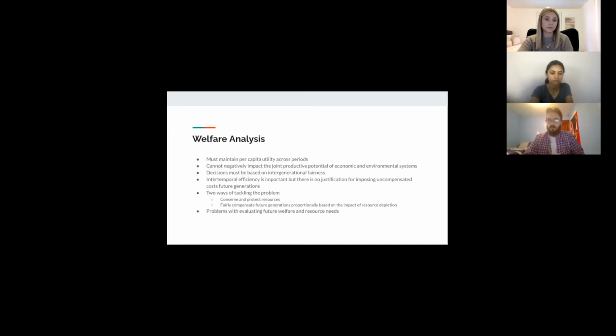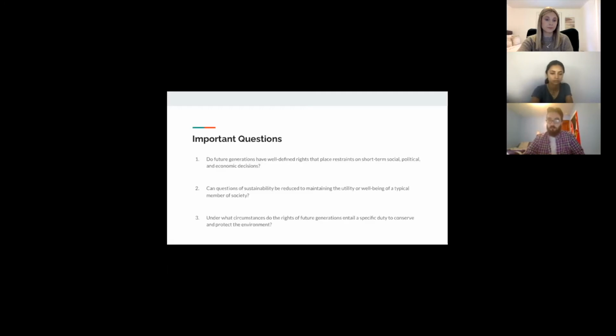There are three important questions laid out in the remainder of this paper. Do future generations have well-defined rights that place restraints on short-term social, political, and economic decisions? Can questions of sustainability be reduced to maintaining the utility or well-being of typical members of society? And under what circumstances do rights of future generations entail a specific duty to conserve and protect the environment?